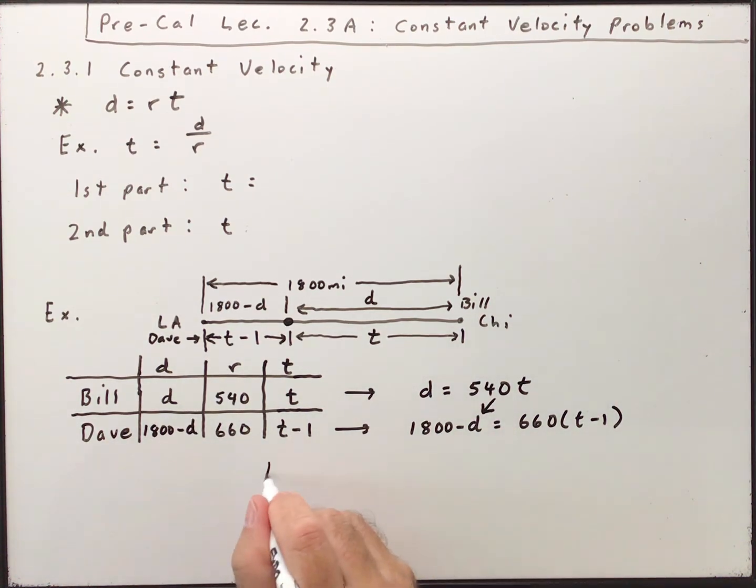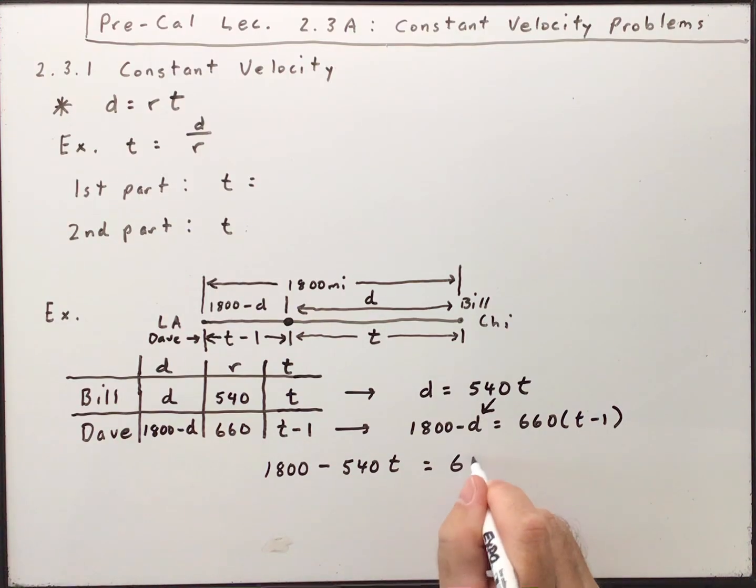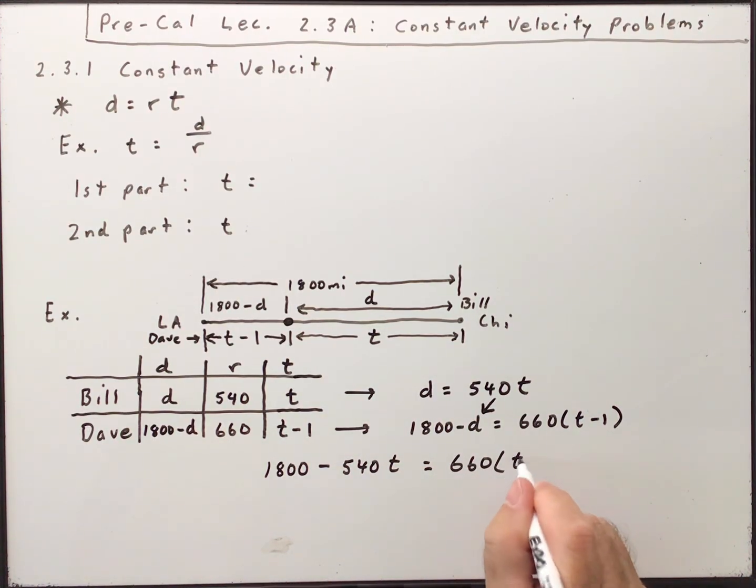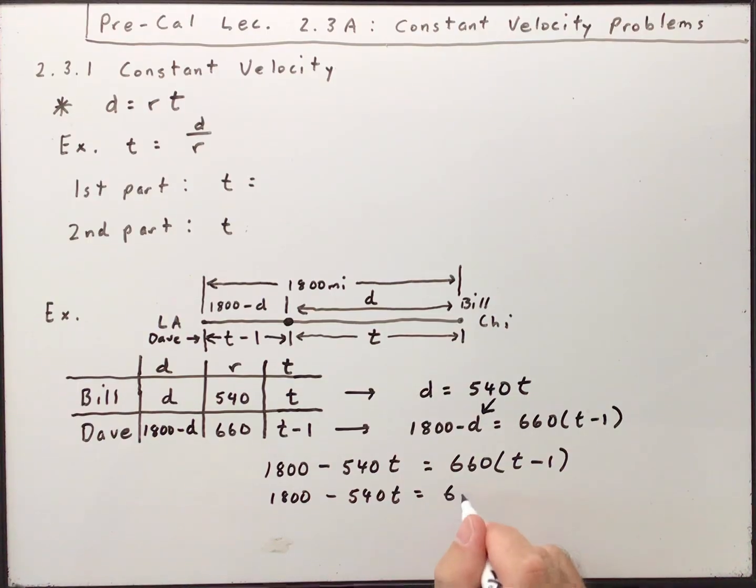So we'd have 1,800 minus 540t is equal to 660 times t minus 1. Now we only have time values. All right, so I've got 1,800 minus 540t is equal to 660t minus 660. So now it's just a linear algebra problem. Let's add 660 to both sides.